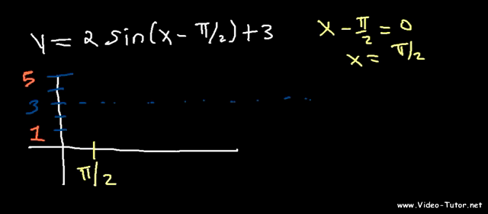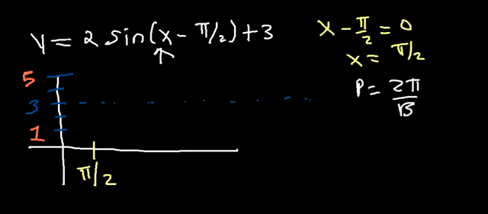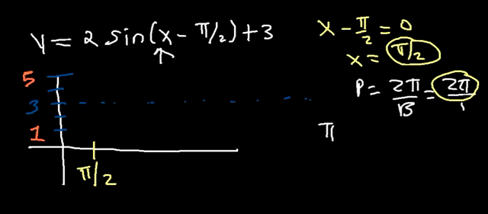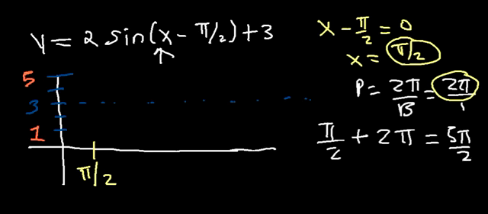Next, let's calculate the period. The period is 2 pi over b, and the number in front of x, which there is no number, it's an invisible 1, so it's 2 pi over 1, which is just 2 pi. Now what you need to do is add 2 pi to where you start from to get your endpoint. So pi over 2 plus 2 pi. 2 pi is the same as 4 pi over 2. And 4 pi over 2 plus pi over 2 gives you 5 pi over 2. So this graph is going to end at 5 pi over 2.